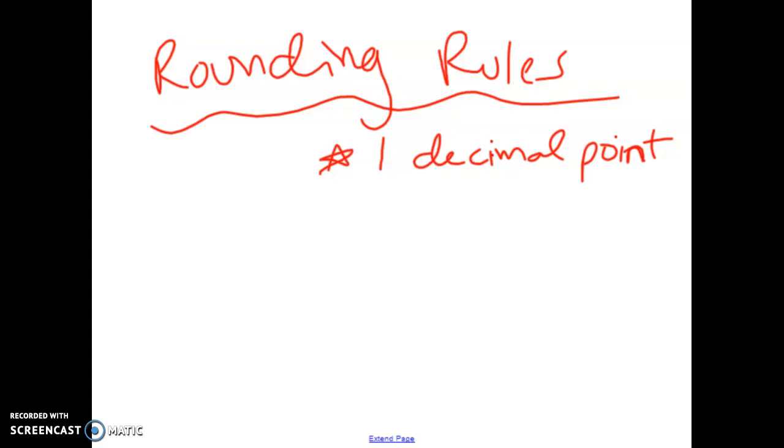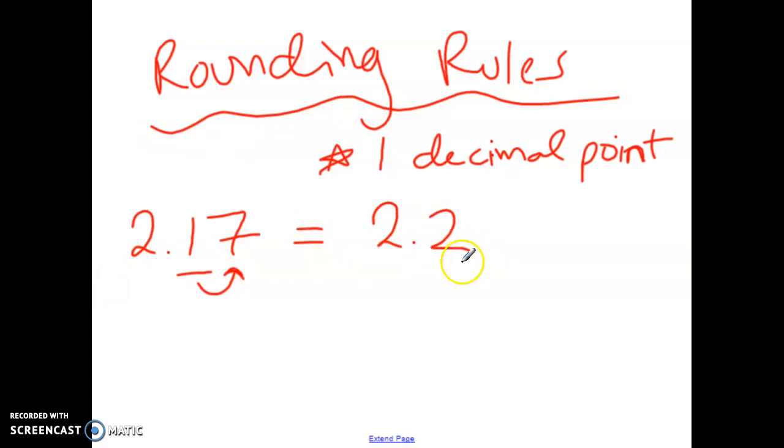Okay. So let's say we had 2.17. Remember the goal is we want to round to one decimal point. What you're going to do is look at the number directly to the right of the one we want to consider. In this case, it's a number that is higher than 5. Anytime the value to the right is higher than 5, you are going to round this up. So this would become 2.2. This is a pretty straightforward rule. Anytime the value beside it is higher than 5, you round up.